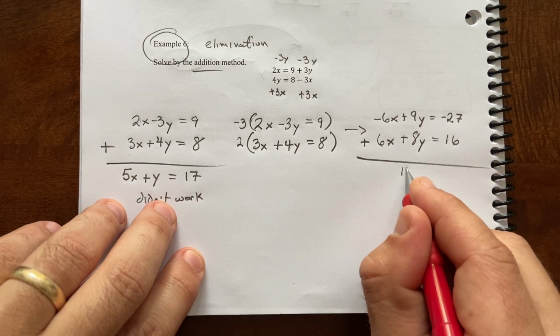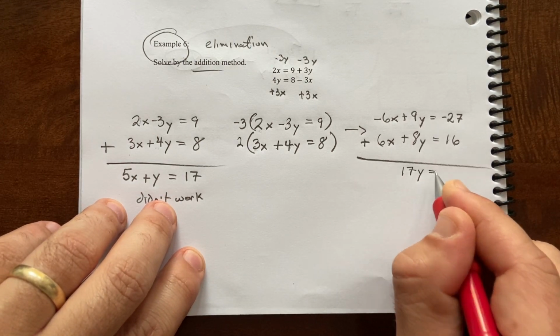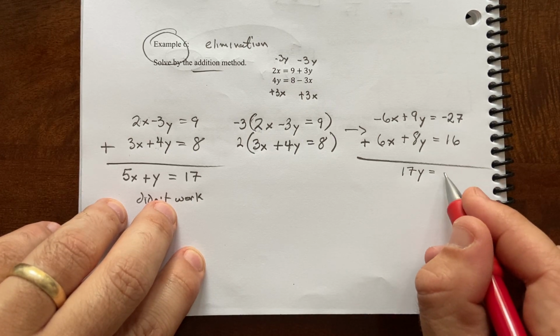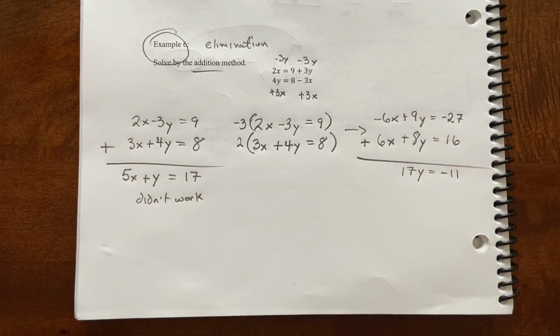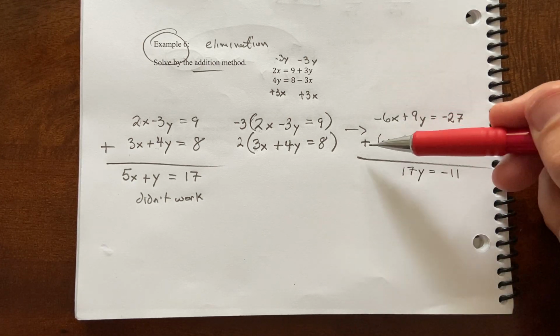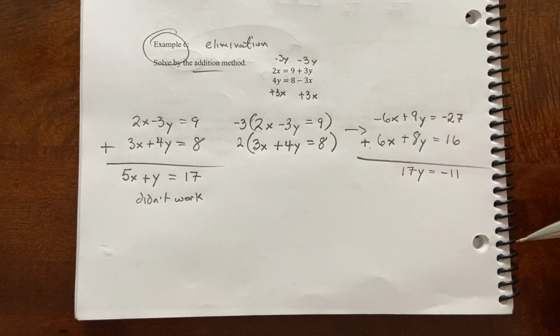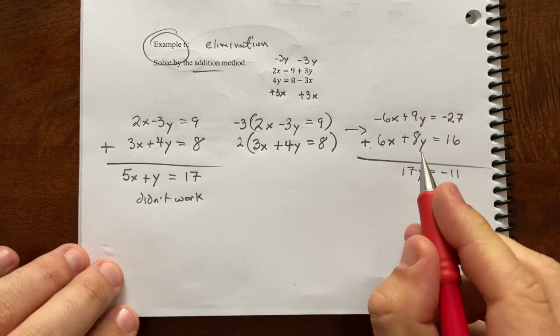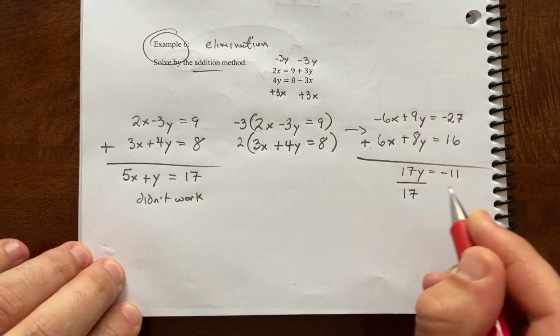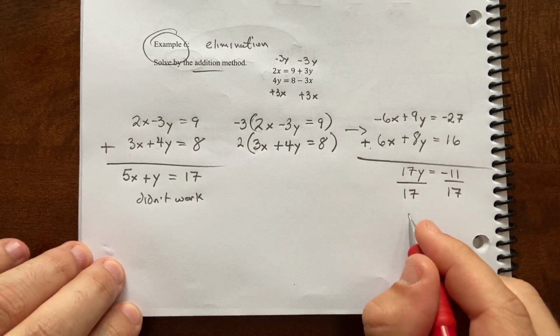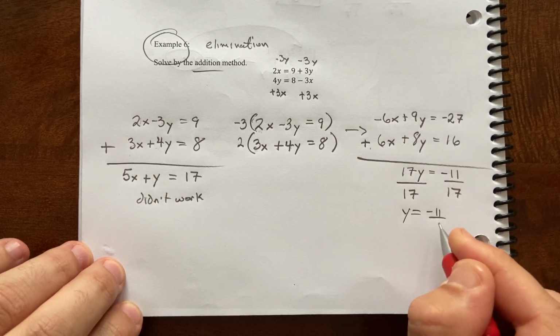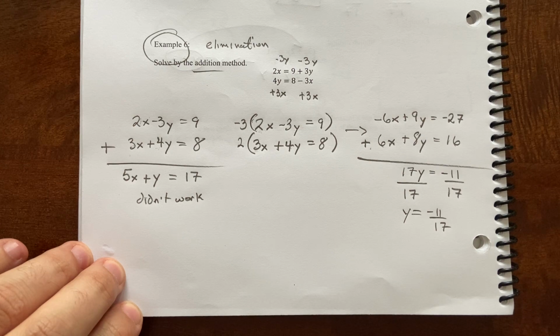And then I get 17y equals -11, it looks like. So because of this addition, the x variable was eliminated, quote unquote. Okay, now I can just solve for y as we normally do. So y equals -11/17, apparently.